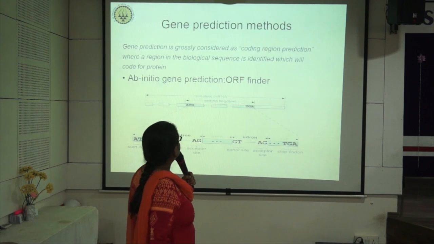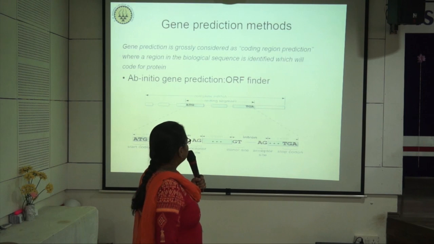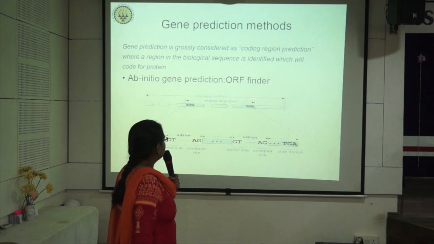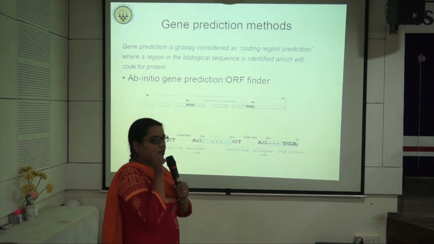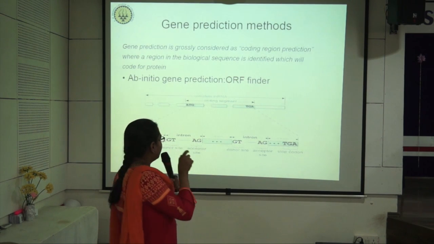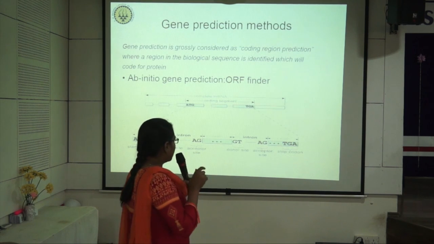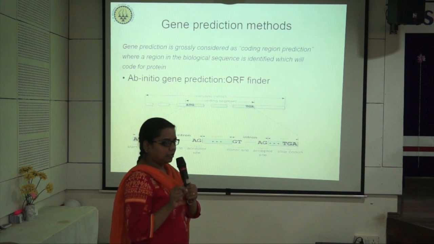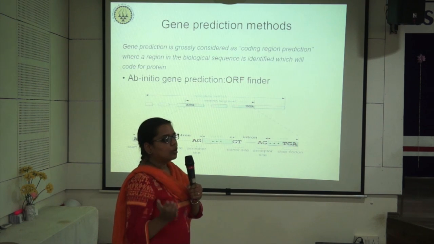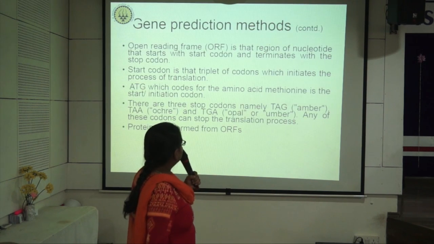So, gene prediction methods. Gene prediction is grossly considered as coding region prediction, where a region in a biological sequence is identified which will code for a protein. Ab initio gene prediction is where you check for a particular set of patterns, for example a start codon and a set of end codons. If we get that pattern, we recognize it as a coding region, the region which will ultimately map to a protein. ORF finder does it for us.